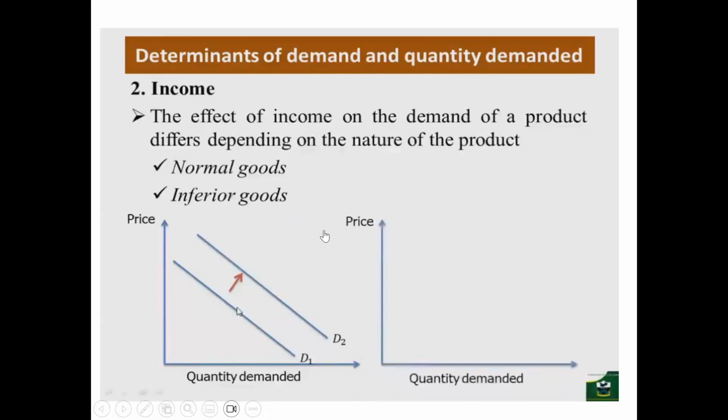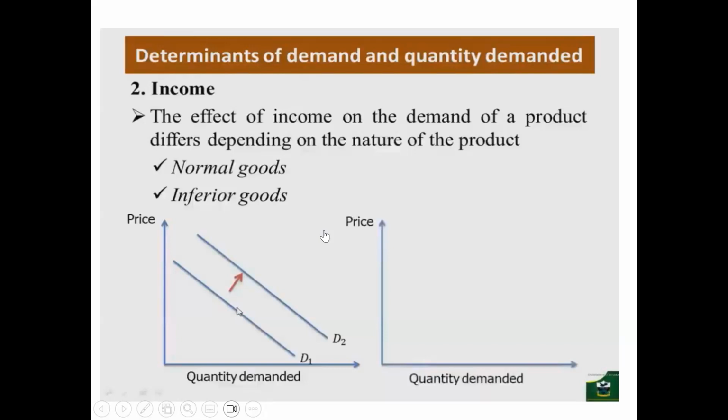Most of the time, when income increases, there are some commodities that people will demand more of. Those commodities we can identify as normal commodities, that means essential goods, right? But there are some commodities we call inferior goods, which you don't need to worry about. That's just for extra knowledge.